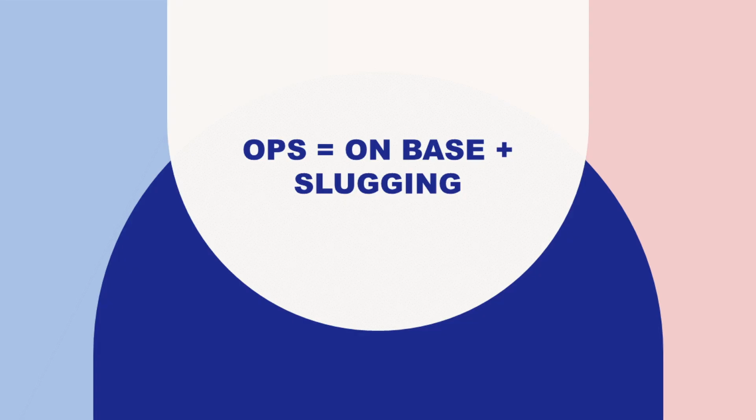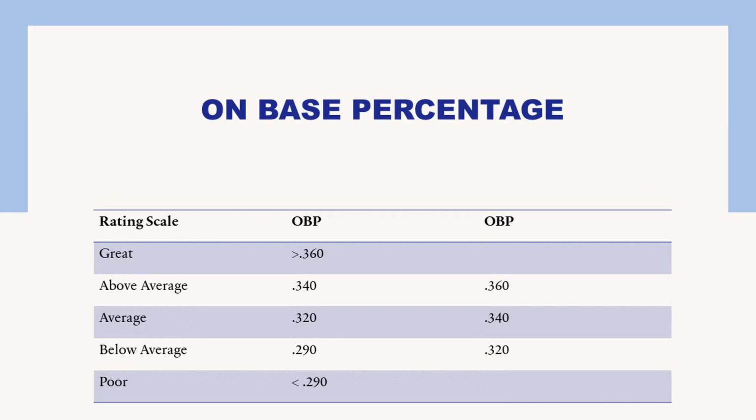Getting back to OPS, OPS stands for on base plus slugging and is simply calculated by adding the two numbers together. A .320 on base percentage is league average, with above .340 considered good, above .360 being great, and above .400 being elite. .310 is below average, with .300 being poor and below .250 being very poor.